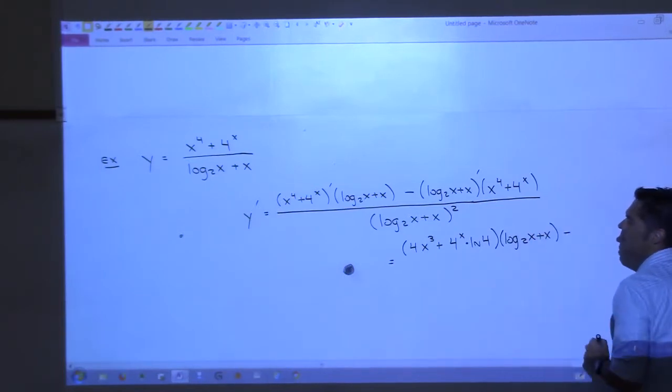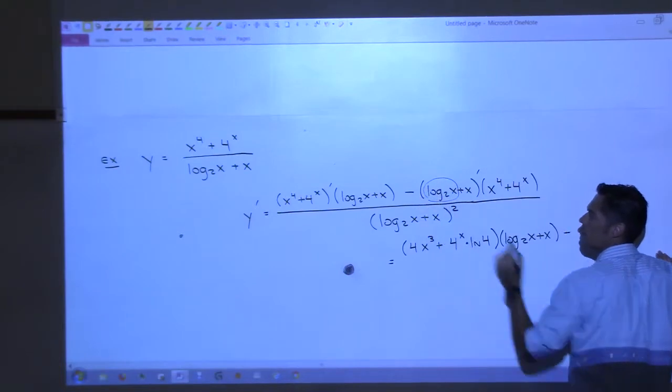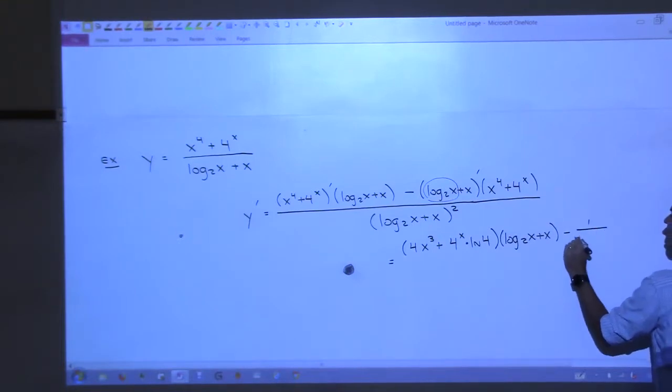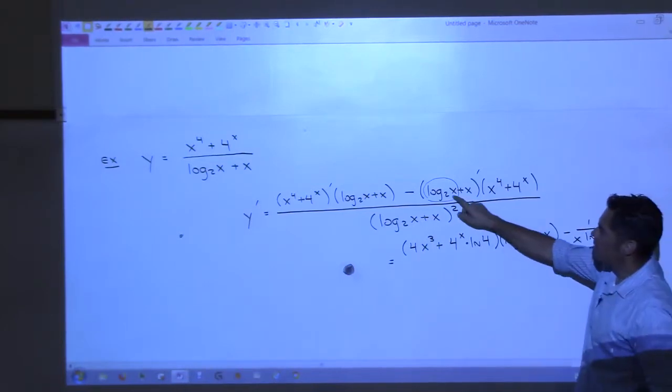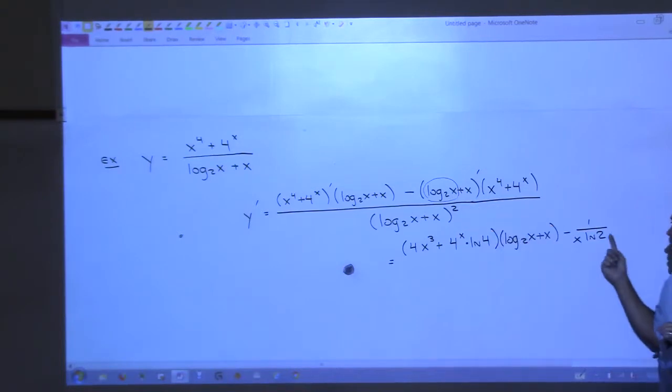Okay, minus now another derivative. I need to take the derivative of log base 2 of x. 1 over x times ln 2, and that's it for that, because the inside of the argument of this log function is just x. So when you do the chain rule, the derivative of the inside is just 1. So you don't have anything else that pops out here.